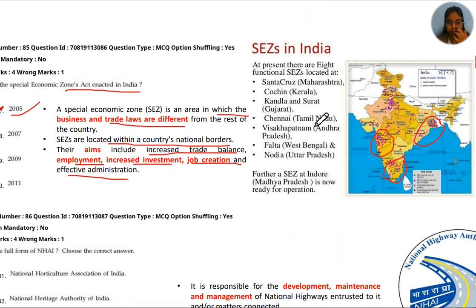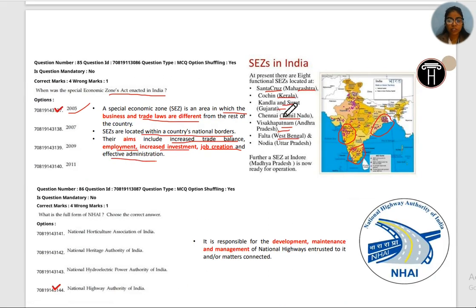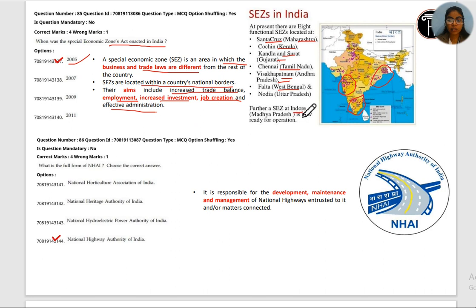Now look, these are some of the famous SEZs. Santa Cruz, which is in Maharashtra, Cochin, Kerala, Kandla and Surat, which is in Gujarat, Chennai, Tamil Nadu, Visakhapatnam, Andhra Pradesh, Falta in West Bengal, and Noida in Uttar Pradesh. Further, the SEZ at Indore, Madhya Pradesh is now ready for operation. Okay, in Indore also we are getting an SEZ.